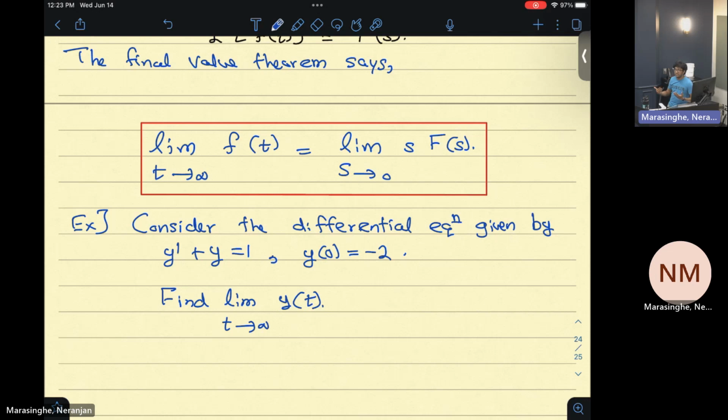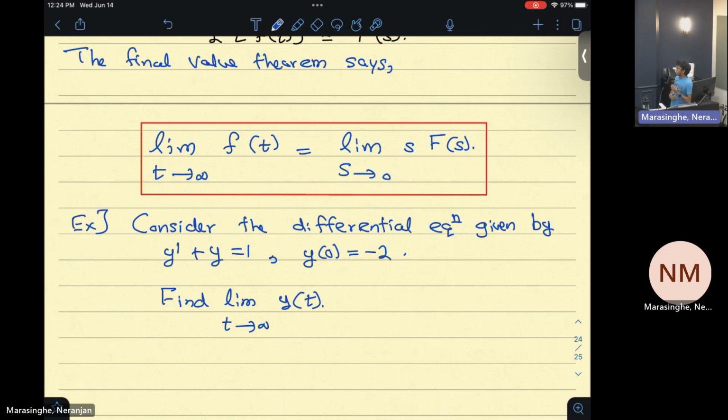Suppose y is pressure. Pressure going to infinity means pressure is getting bigger and bigger. Suppose y is temperature. Temperature is getting bigger and bigger. So we would like to have some stability of y(t). Let's check whether it is going to be stable or not. Let's use the final value theorem.